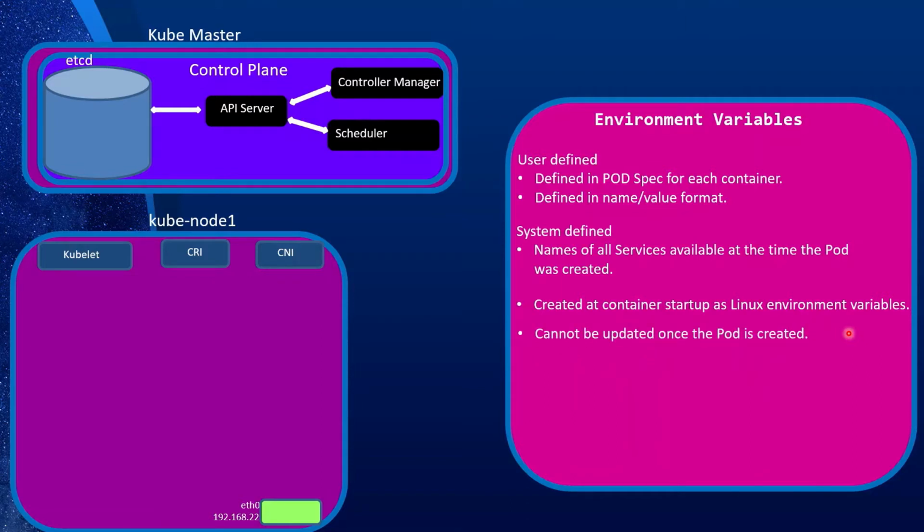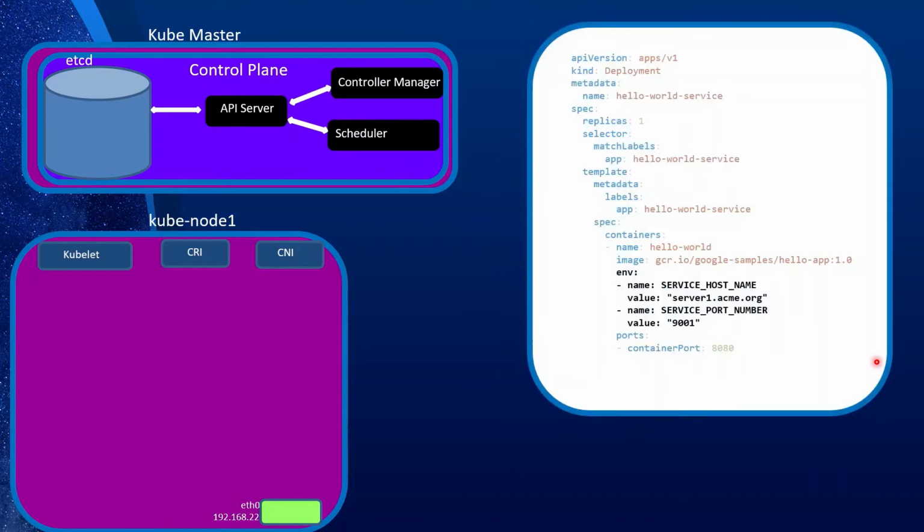One disadvantage of using environment variables is that they cannot be updated once the pod is created. So if the value is changed, then you need to change your pod definition and then redeploy that definition. Now let's see how we actually define these environment variables. And this is an example.